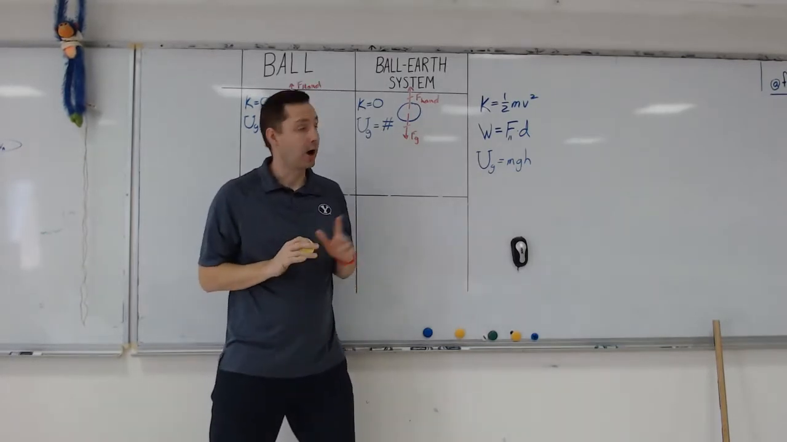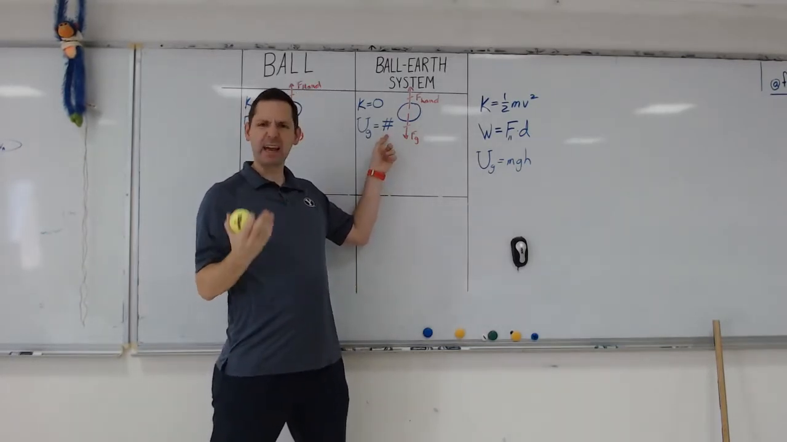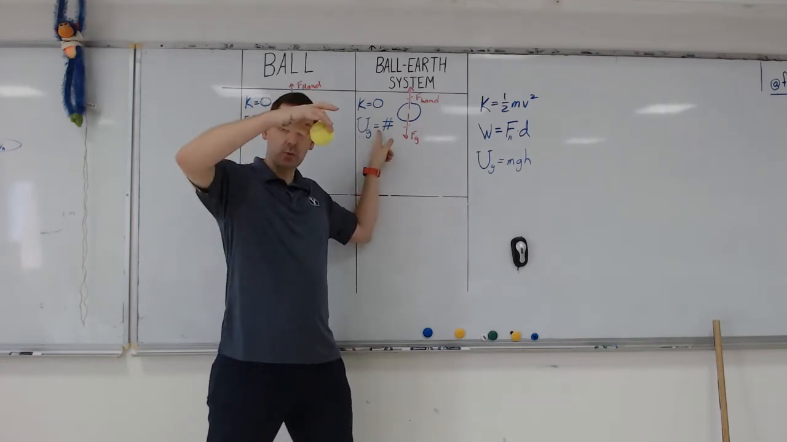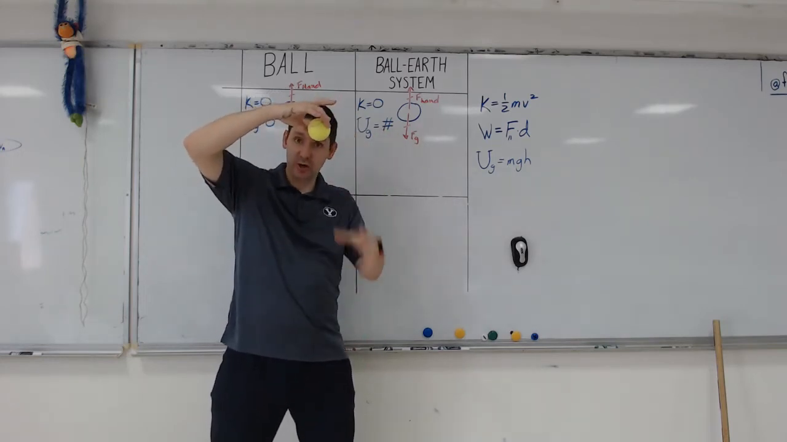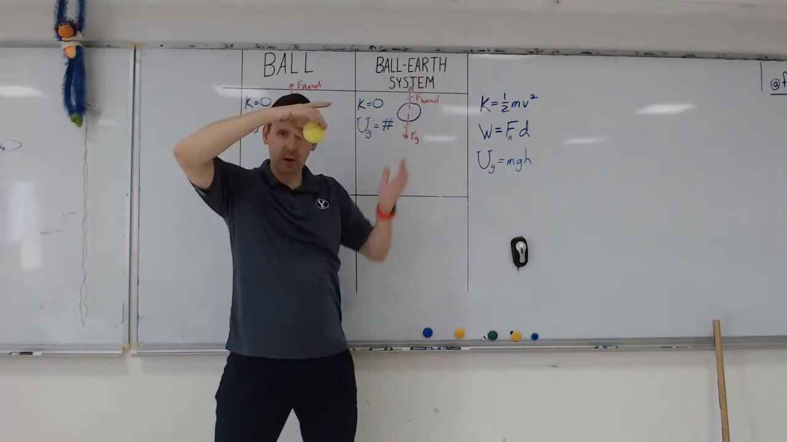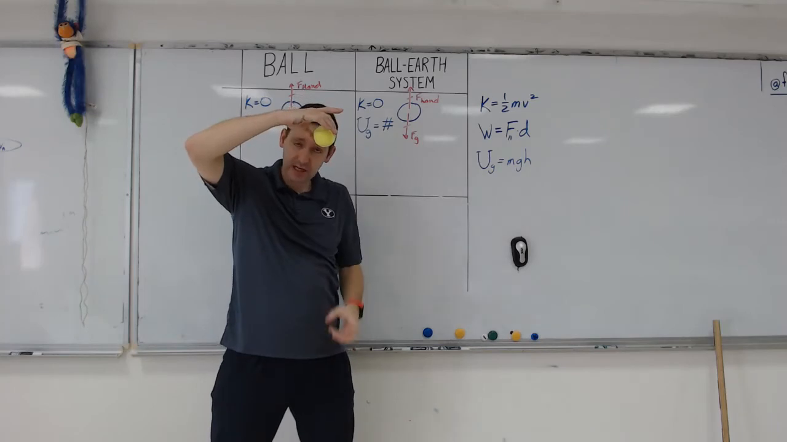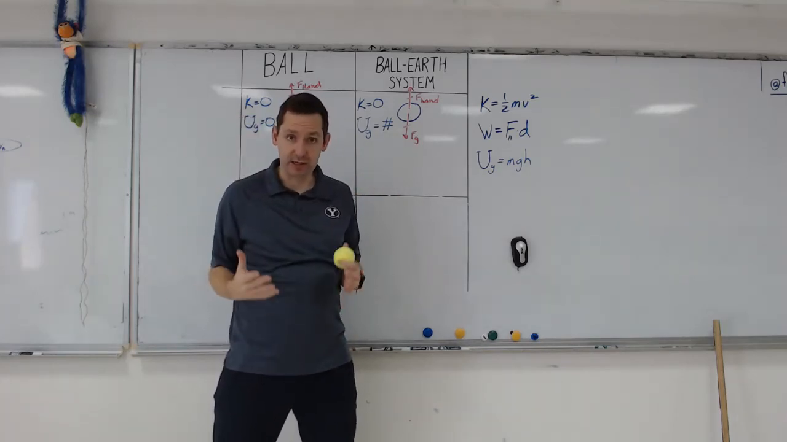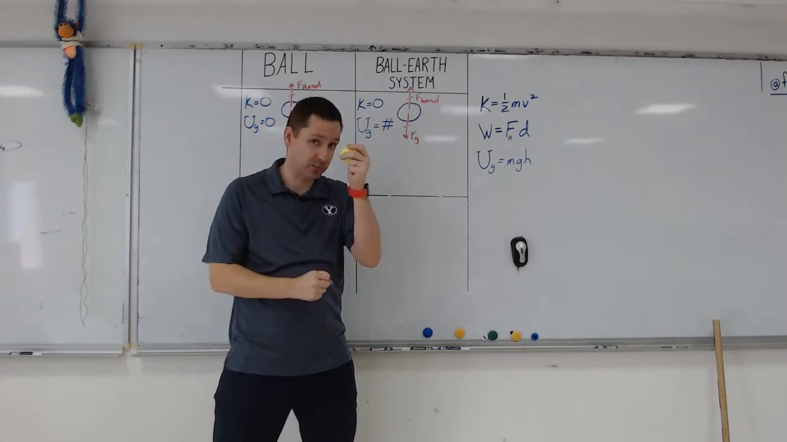All right, so I haven't put a number here because we're not calculating it, right? But there would be a value. There is gravitational potential energy here. It exists because of the interaction of the ball and the earth in the ball-earth system. There's a gravitational force there. Therefore, we would say there's gravitational potential energy because of the interaction between the two.